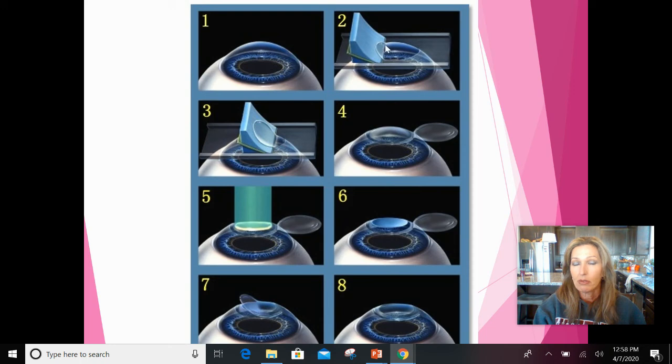Some people choose with their vision to actually have laser surgery. So one of the activities I'm going to have you guys go through is look at what LASIK surgery is all about. And really what it's all about is resurfacing the cornea. So now that bends the light properly for the length of what your eyeball is.